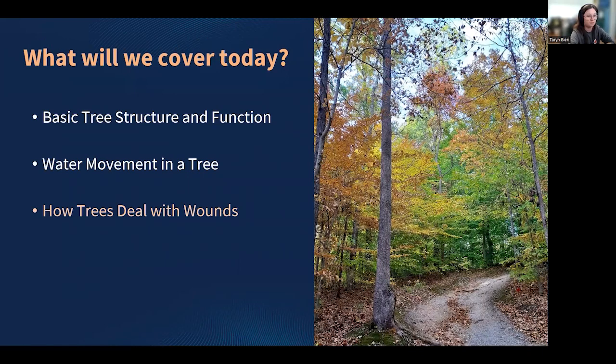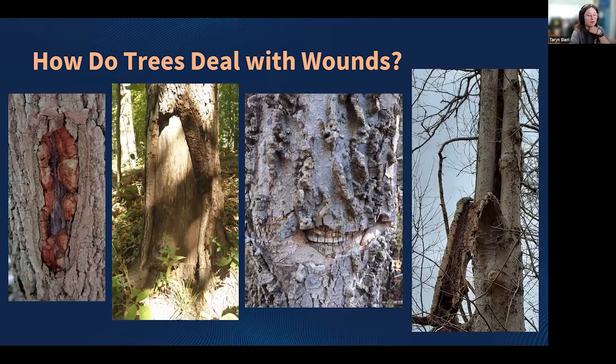So finally, we'll move on to how trees deal with wounds. And here are just some fun wound pictures that I've taken. So there's a wound here just on the side of the tree, maybe from a lawnmower or something bumping it. A big wound here at the base of a tree. This is a wound from a girdle that did not result in killing the tree because it was just a single girdle. It's actively dealing with that wound and still a living tree.